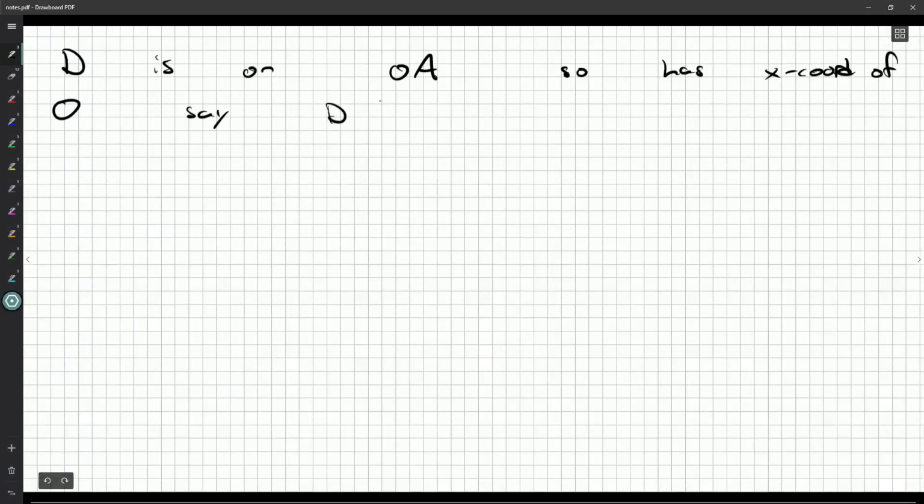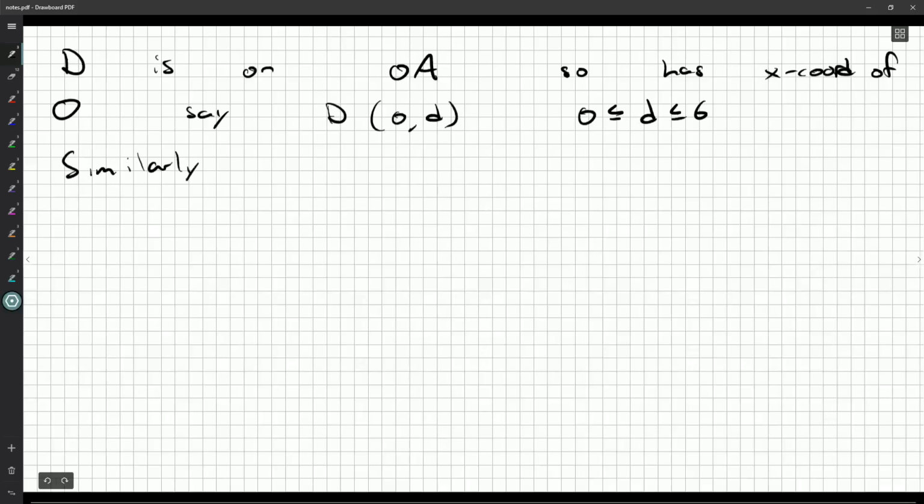D is on OA, so it has an x-coordinate of 0. And so we can say something like D is at (0, d). I don't know exactly where it is, but I know that d is between 0 and 6.